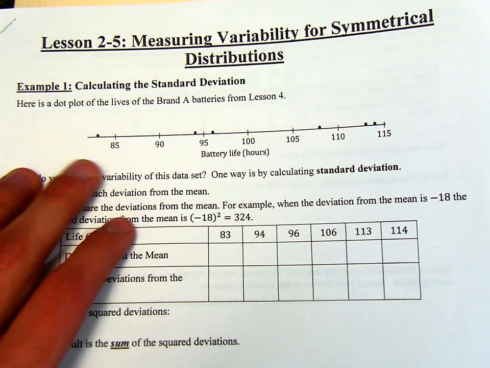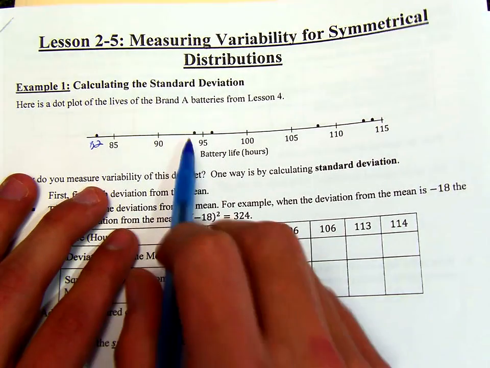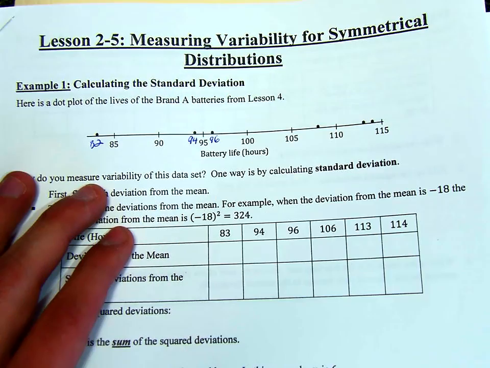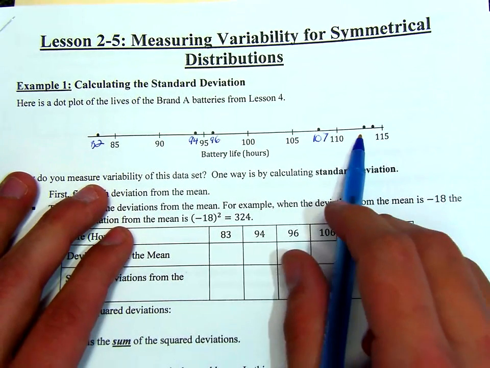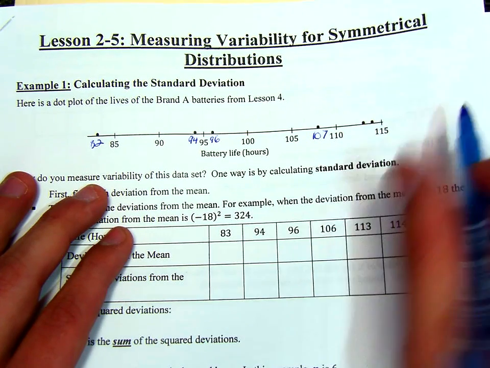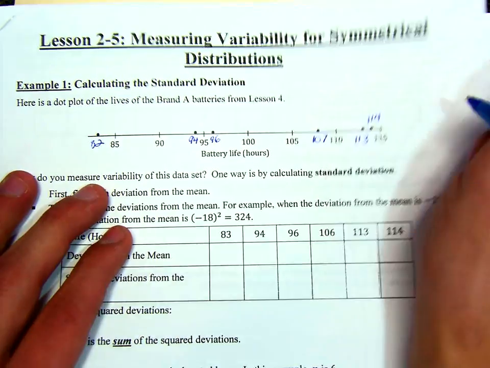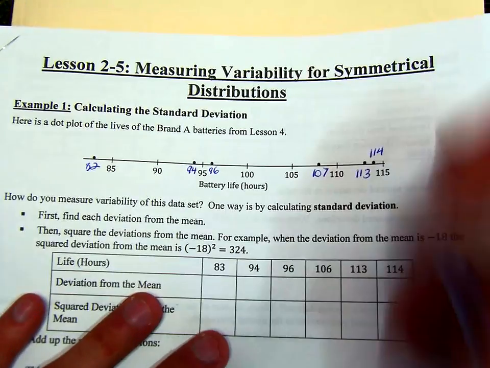So if we look at our data set up here, I can see that this one is about 82. This one is right before 95, so this would be 94. This one would be about 96. This one would be about 107. Our next data point would be about 113. And the next one would be about 114.